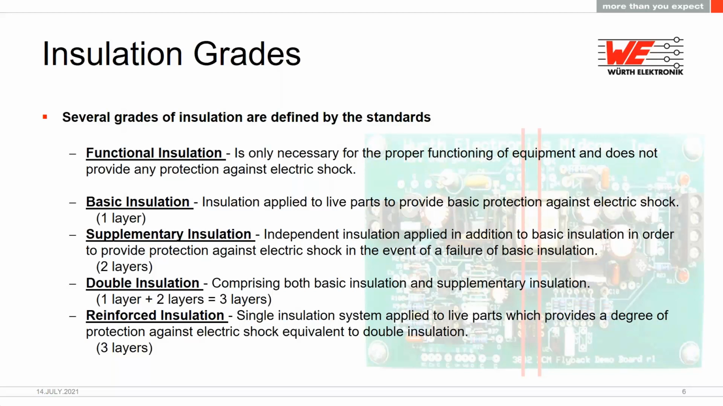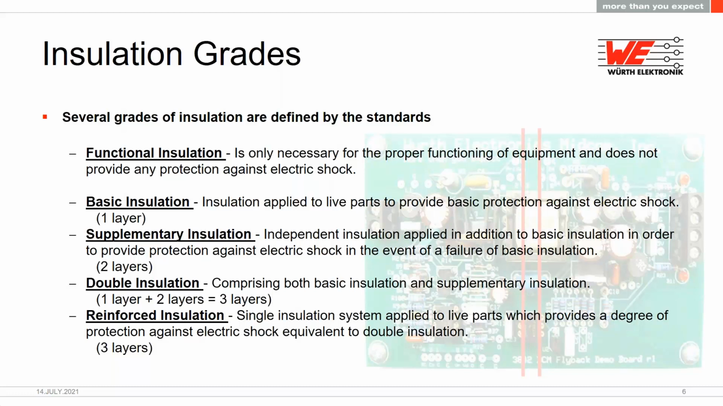As we move to the last insulation grade, known as reinforced insulation, we see there on the screen that I also show 3 layers. This is probably the most common type of insulation that we design to meet here at Wurth. The key to the definition of reinforced insulation, however, is that reinforced insulation is a single insulation system that's applied to a live part, or a part that's connected to the mains hazardous voltage, which provides protection against electric shock that is equivalent to double insulation. Remember, as I said earlier, double insulation is made up of basic insulation, or 1 layer, plus supplementary insulation, or an independent 2 layers, for a total of 3 layers of insulation.